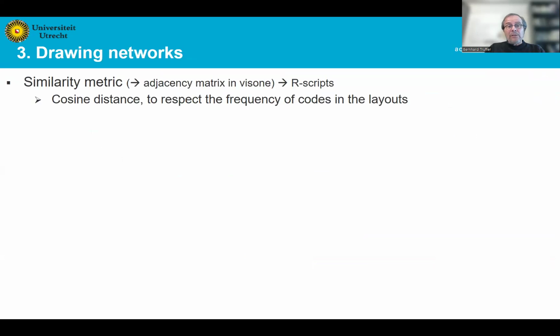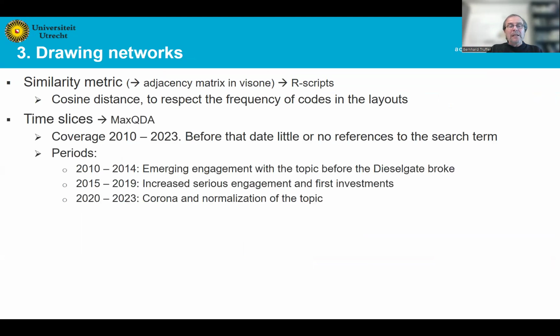So now for drawing the networks, we had to make a few choices. So first of all, for translating the cross-tabulation of actors and concepts into similarity matrices, we used, and you will find this in the R scripts that are also on the website, the cosine distance to respect the frequency of the codes in the layouts. We had the time slices, the coverage was from 2010 to 23 because the analysis ended end of 23. And before 2010, we found little or no references to the search terms.